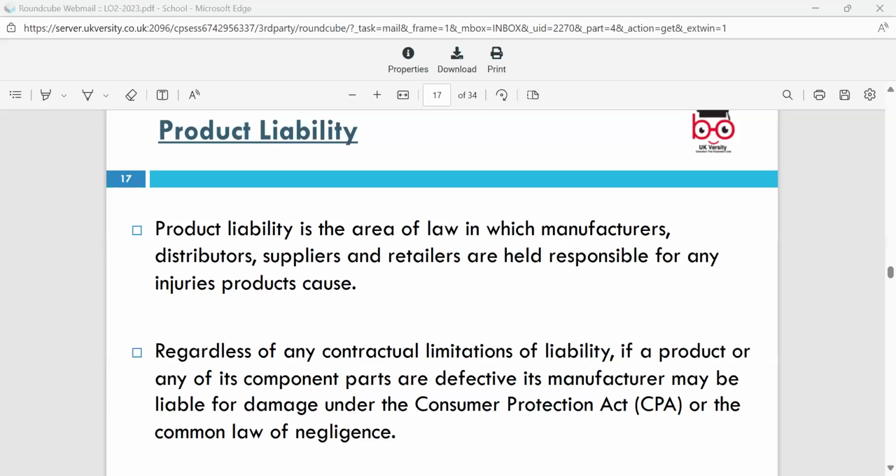Product liability is really important for manufacturers, distributors, and suppliers, because they are held responsible for it. And they need to make sure that products aren't unsafe.